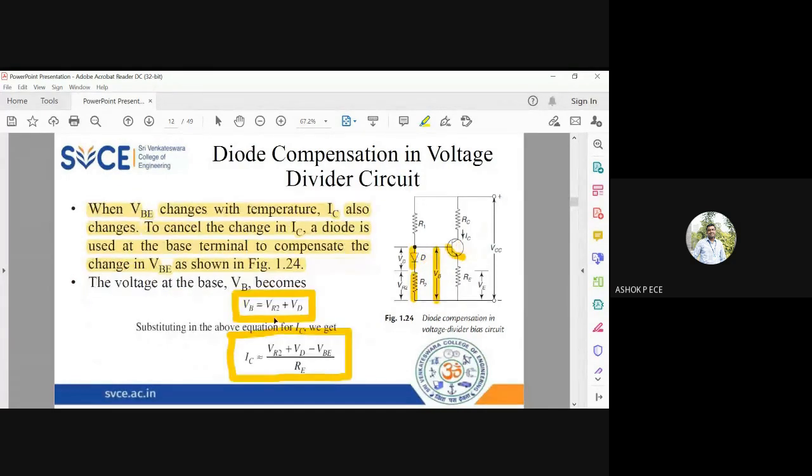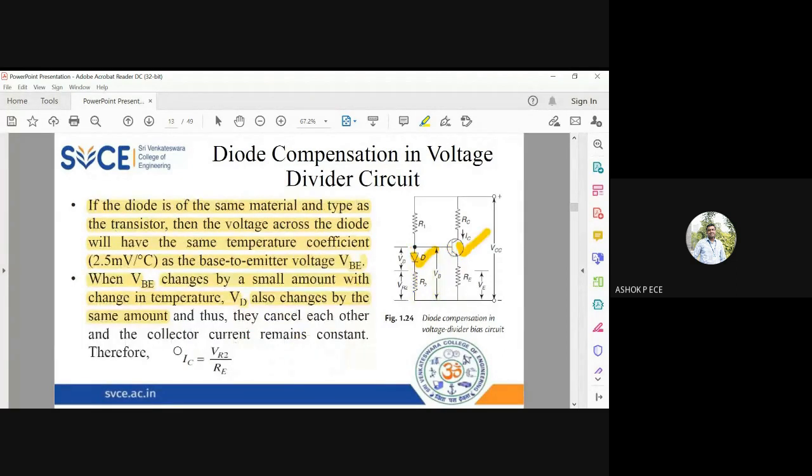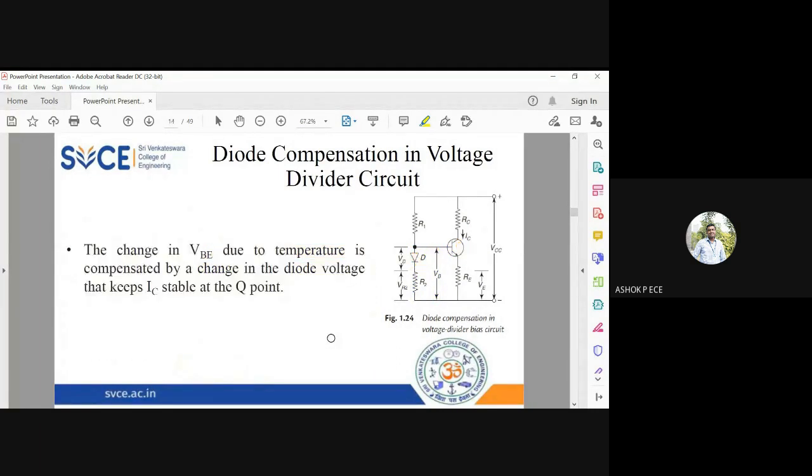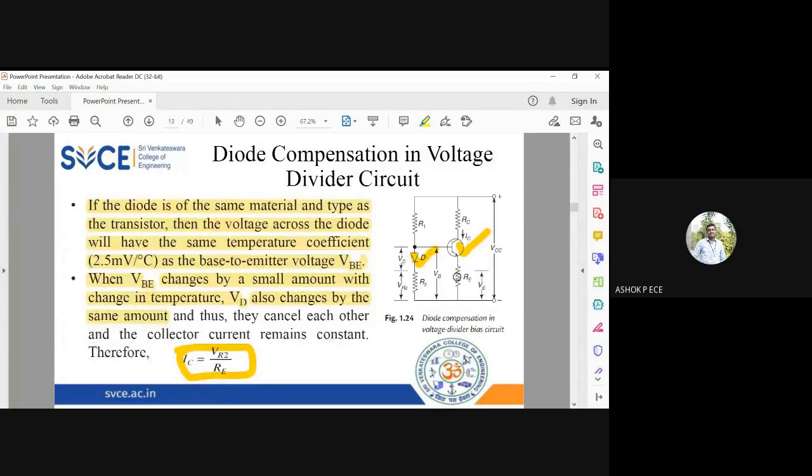And see the equation, I have VD minus VBE. If VB is increasing by 2, VD will also increase by 2. Effectively, when you subtract, it will cancel and IC will be approximately equal to VR2 by RE. See, logically, we are thinking how any change in the VBE voltage is going to completely be cancelled out by using a diode in the base side.